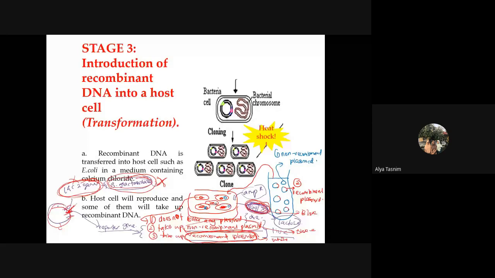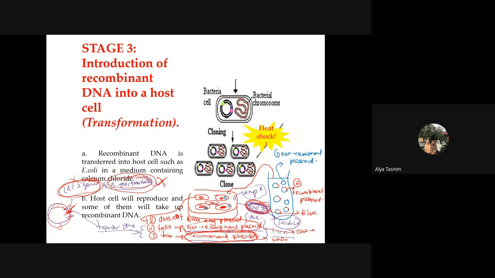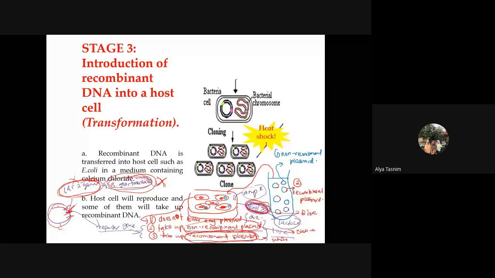So sekarang ni, bakteria mana yang ambil recombinant plasmid, bakteria yang mana ambil recombinant plasmid. So sekarang ni awak nak ambil koloni yang warna apa? Kelas, awak nak ambil koloni yang warna apa yang ada that may contain gene of interest? Koloni biru ke koloni putih? Anak-anak sekalian, nak ambil koloni putih ke biru?